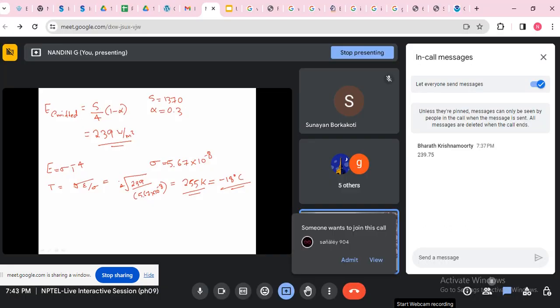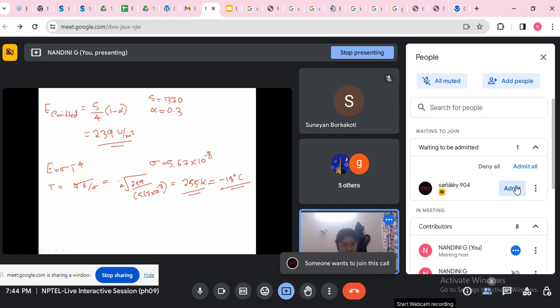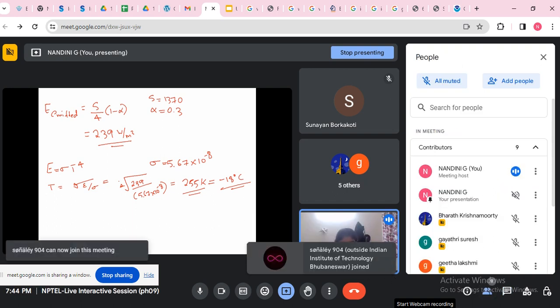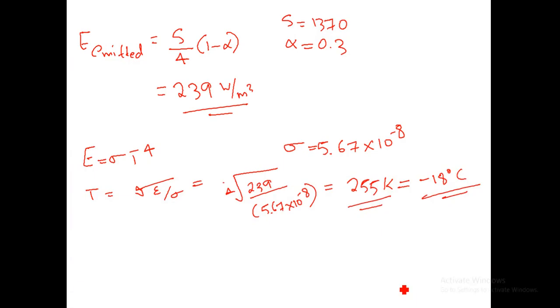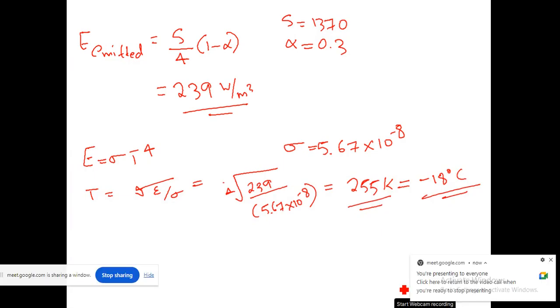So what happens is that the earth remains warmer. Because of the greenhouse gases, the earth is actually warmer and we are able to sustain life here. If there was no atmosphere, the temperature of the earth would have been 255 Kelvin or minus 18 degrees Celsius. I hope the calculations are clear to you.